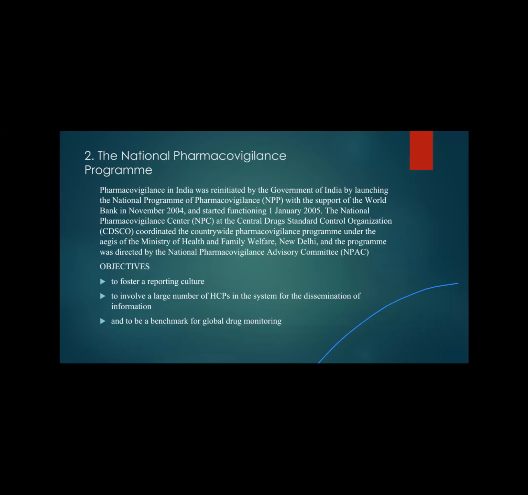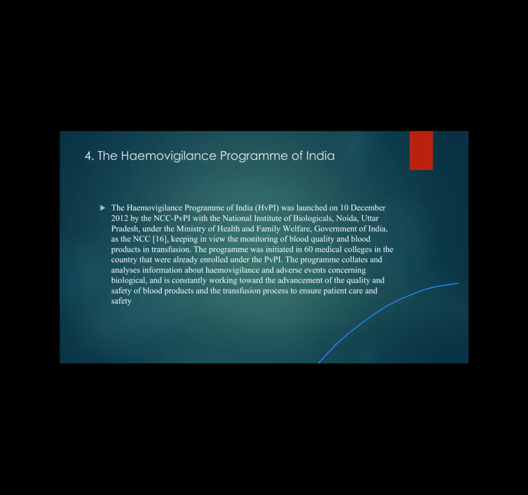There are different terminologies for different products. Pharmacovigilance is totally for drug products, and hemovigilance is for blood products. Blood-related products: we have blood infusions, transfusions, donor, and receiver, so these two reactions can occur. So anything related to blood products, we call hemovigilance, whereas for drugs, it is pharmacovigilance.